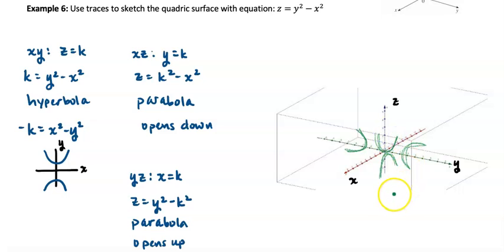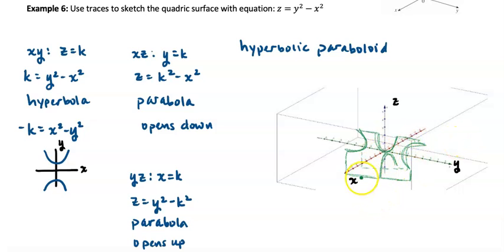That's going to look something like this. And because we have these traces of a hyperbola, a parabola, and another parabola, this is going to be a hyperbolic paraboloid. If we were to complete this sketch, it would look something like this.